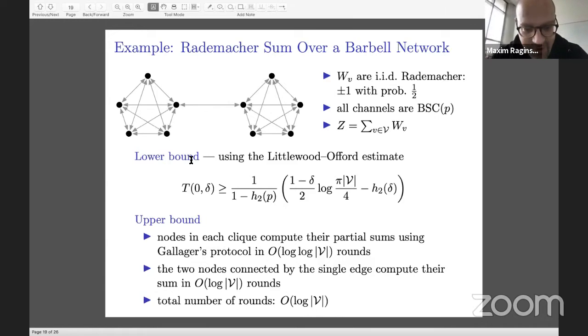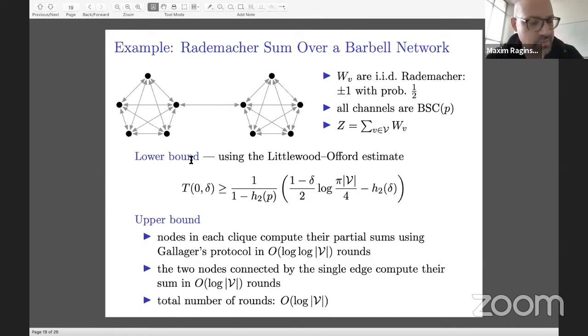So the idea is that we can estimate the partial sum over each of the cliques for each node in about log V rounds, right? V is the cardinality of the network. Like each clique is half the network, right? So that's Gallagher's protocol. And then what happens is that once every node in each clique knows the partial sum, the two nodes that are responsible for talking to each other can essentially communicate this partial sum using log V rounds, right? Because we know how many values this partial sum can take, and they just exchange this value. And then what happens?